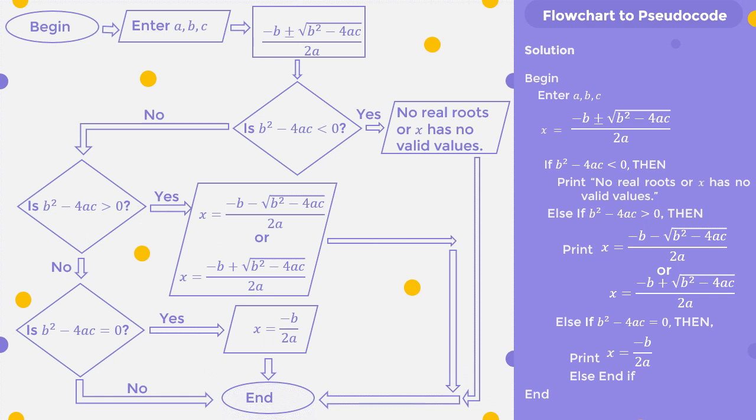But what if you said no? Again, it is going to end, which means else and if, and the program ends. So that is how you can basically translate a flowchart into a pseudocode.